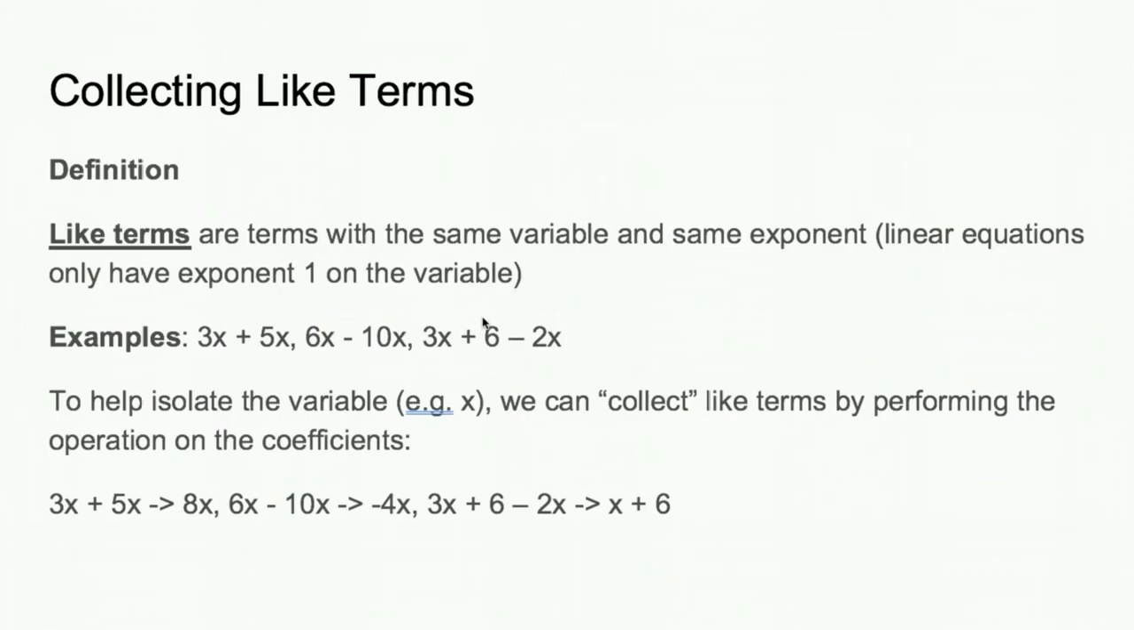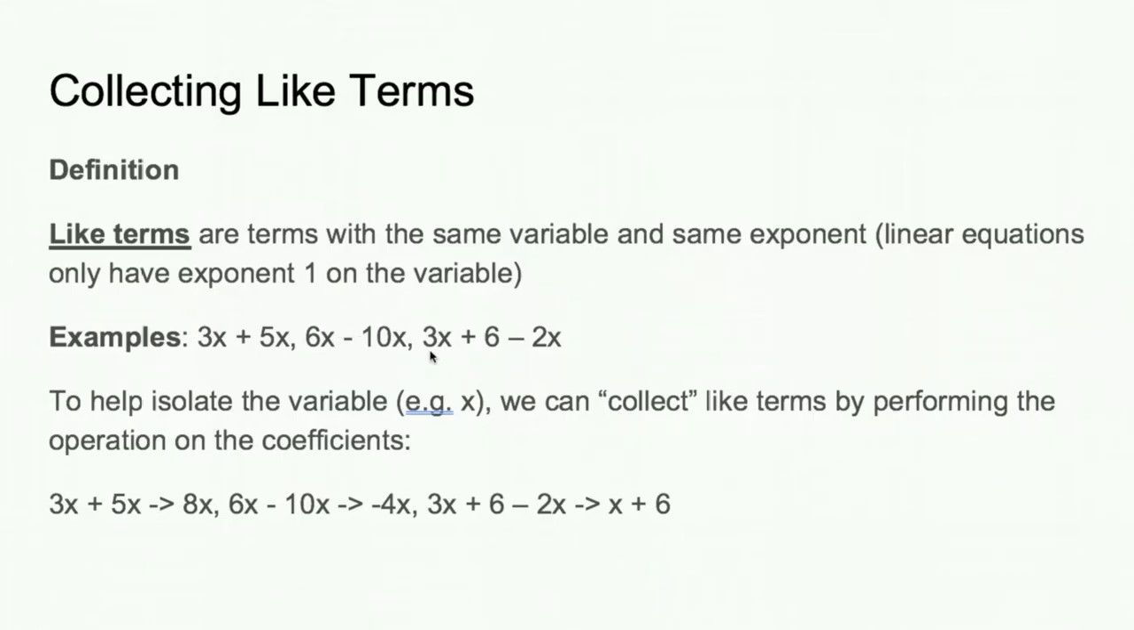Now we'll look at various techniques to help us achieve the goal of isolating the unknown. First up is collecting like terms. Like terms are terms with the same variable and the same exponent. Now remember, in linear equations, all the variables have exponent 1, so they'll have the same exponent. For example, if I have 3x plus 5x, these are like terms because they both have x and the exponent is the same, 1. In 6x minus 10x, these are also like terms because they have the same variable, x, and their exponents are the same, 1.